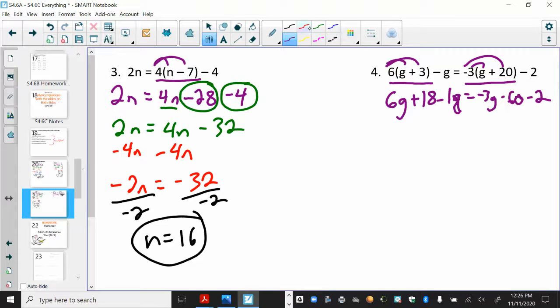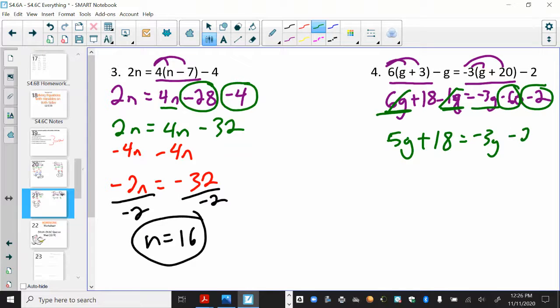All right. Combine like terms. I got 6g minus 1g to make 5g. Make sure that looks like a 5. 5g. Okay. Did that one. Bring down the plus 18. On this side, I have negative 3g. And then negative 60 minus 2 to get negative 62. All right. So I've just combined all my like terms.